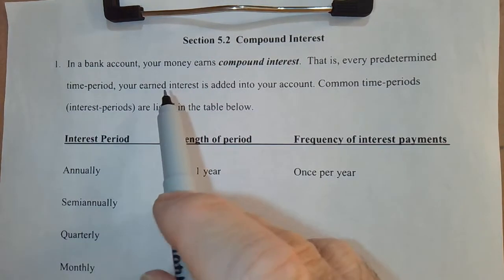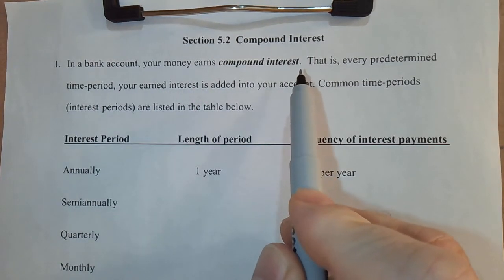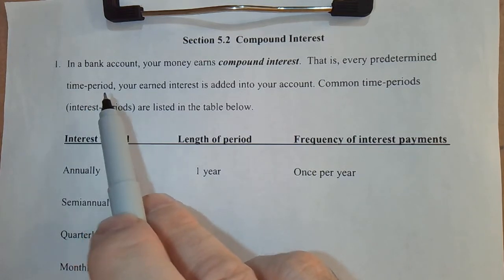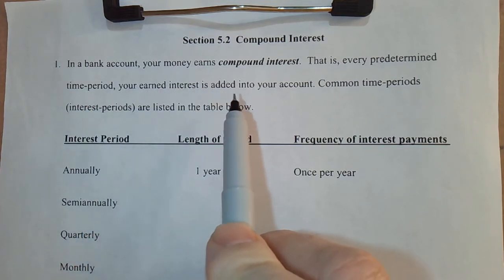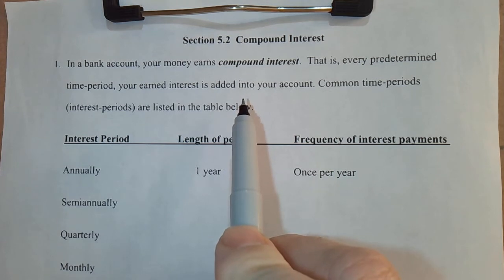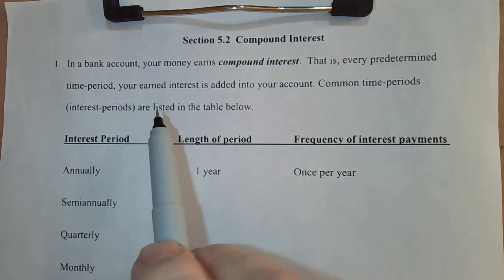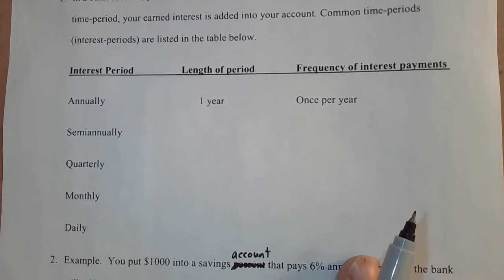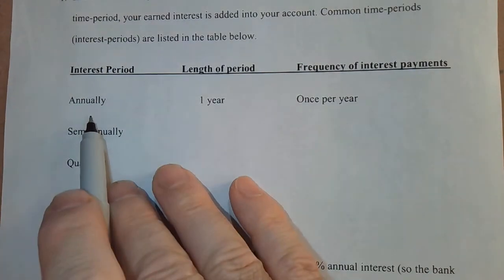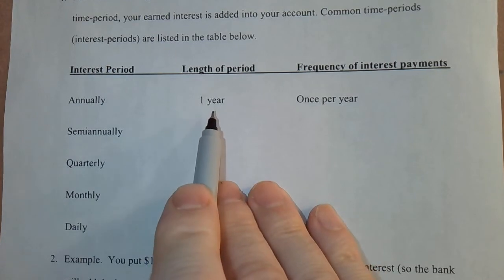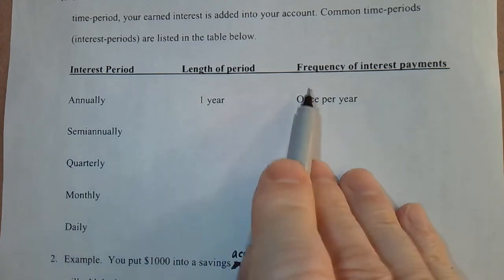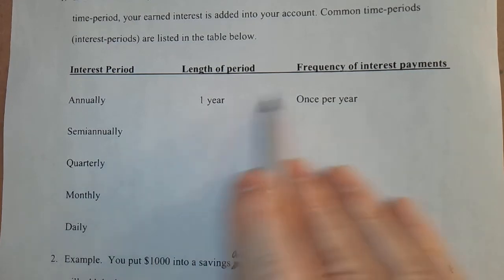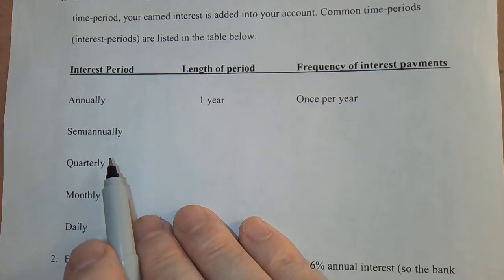In a bank account, your money earns compound interest. That is, every predetermined time period, your earned interest is added into your account. Common time periods are listed in the table below. Let's take a look at some of the common ones. Annually means the length of the period is one full year, and the frequency of interest payments is once per year.